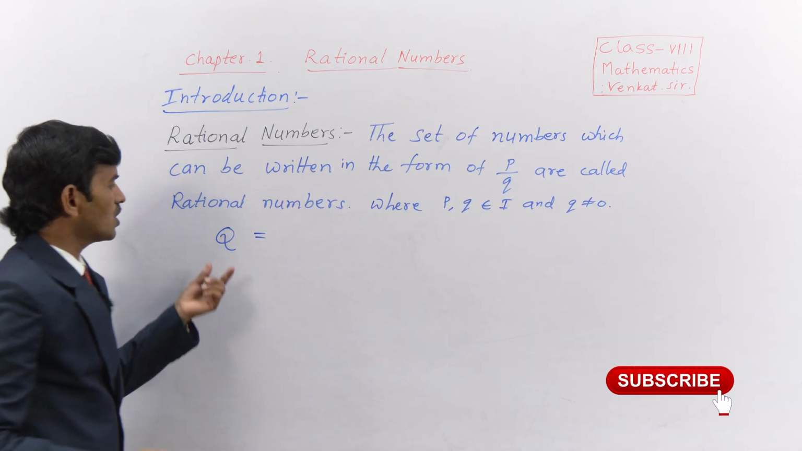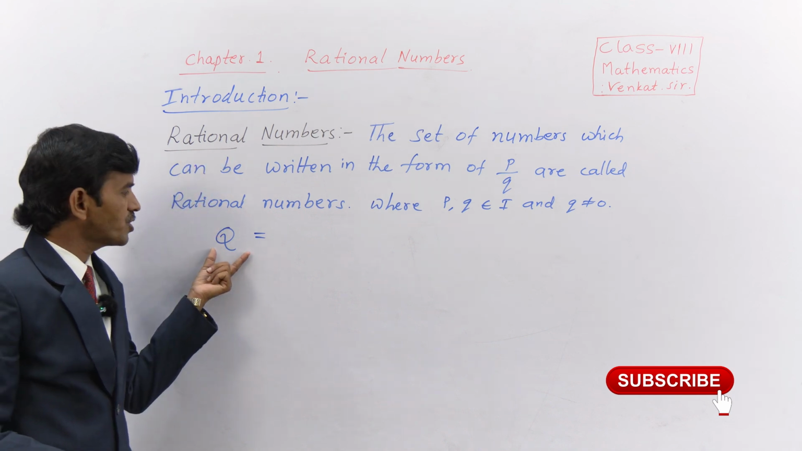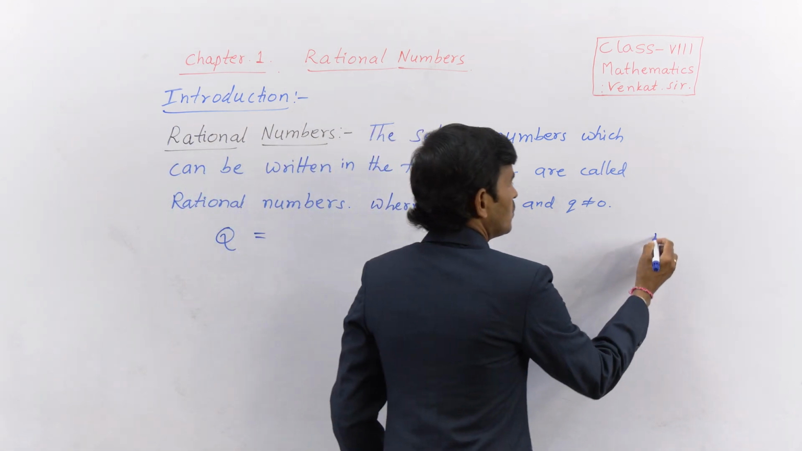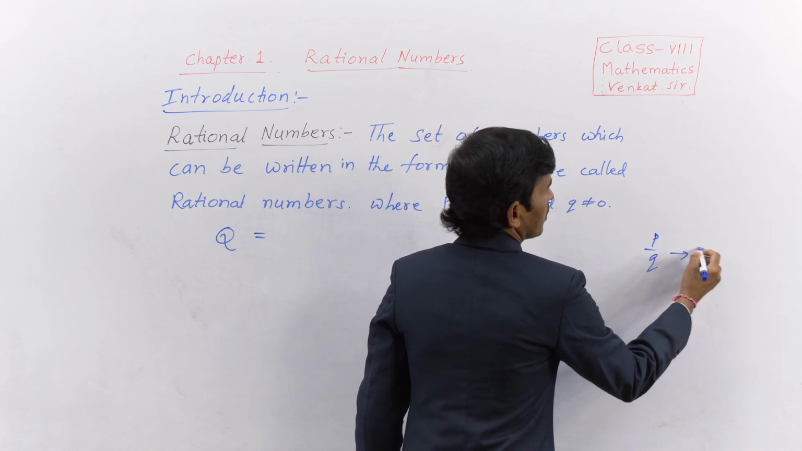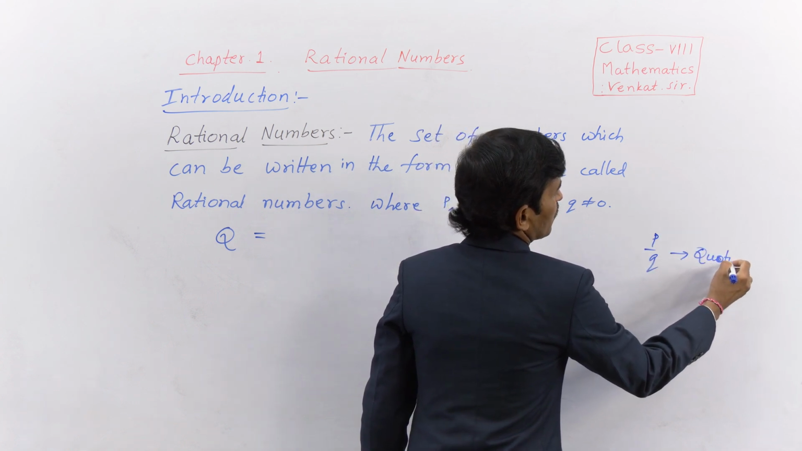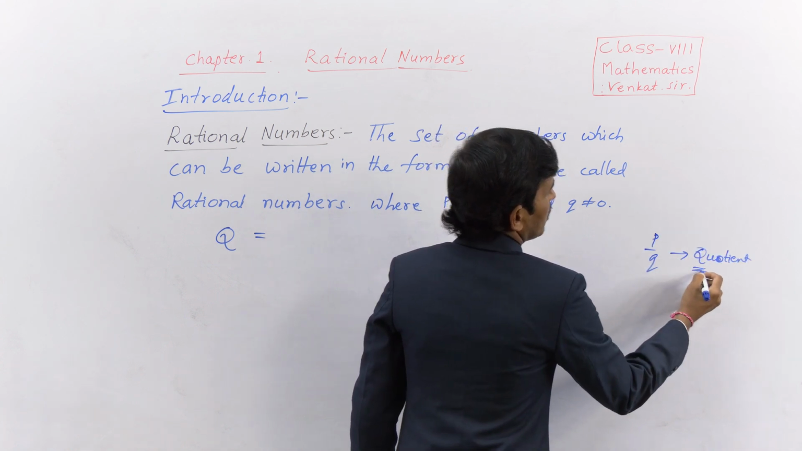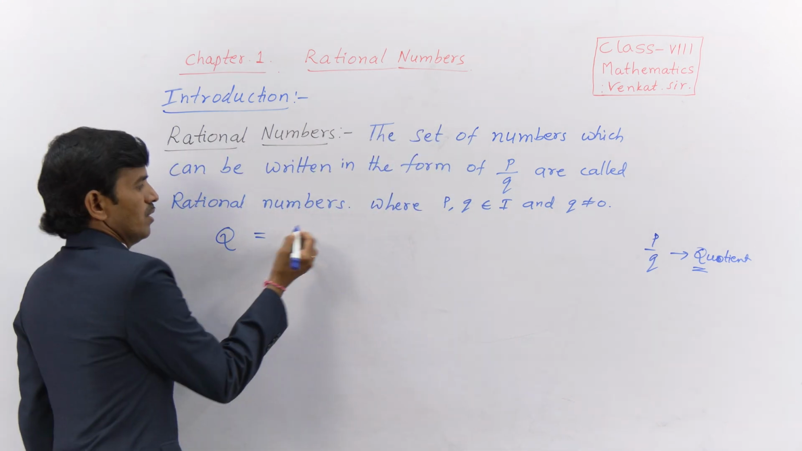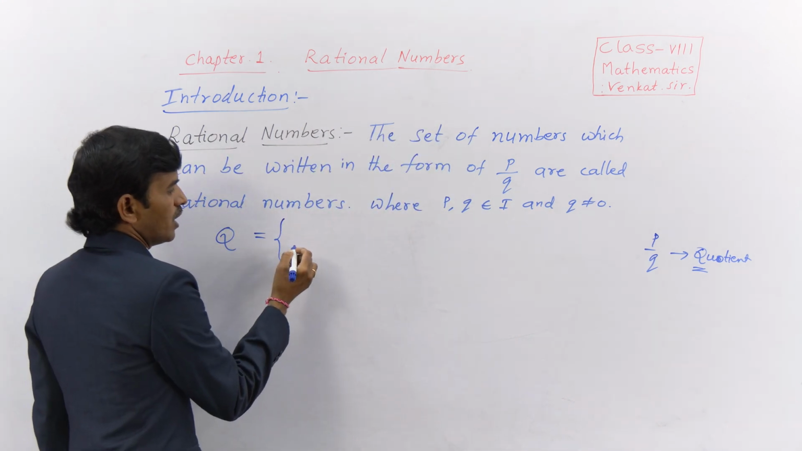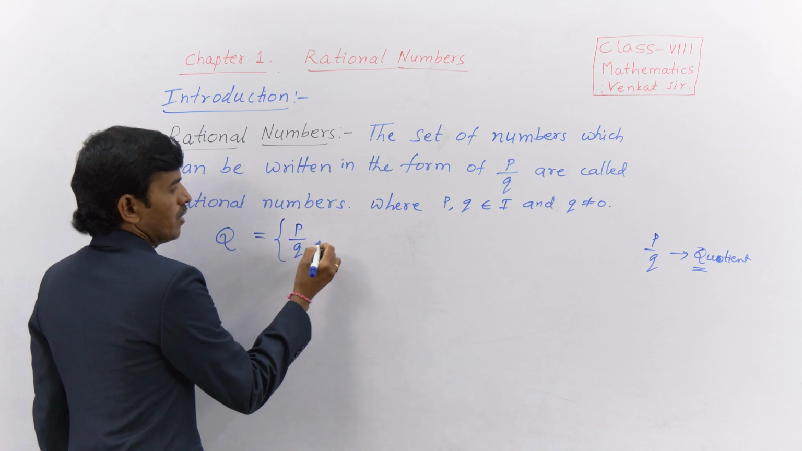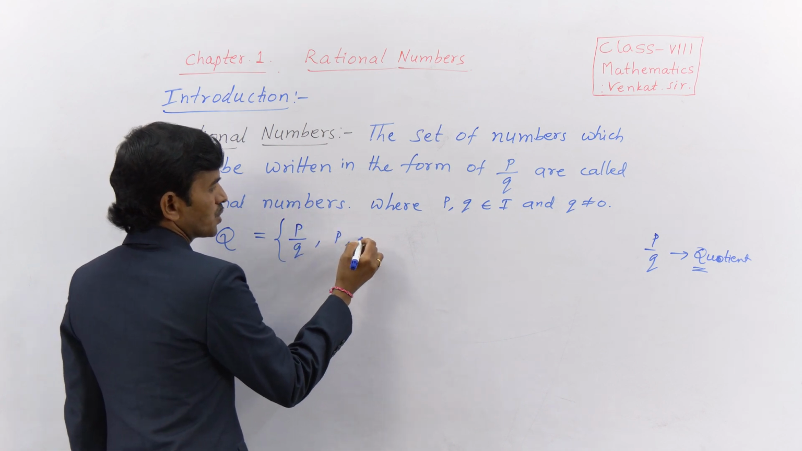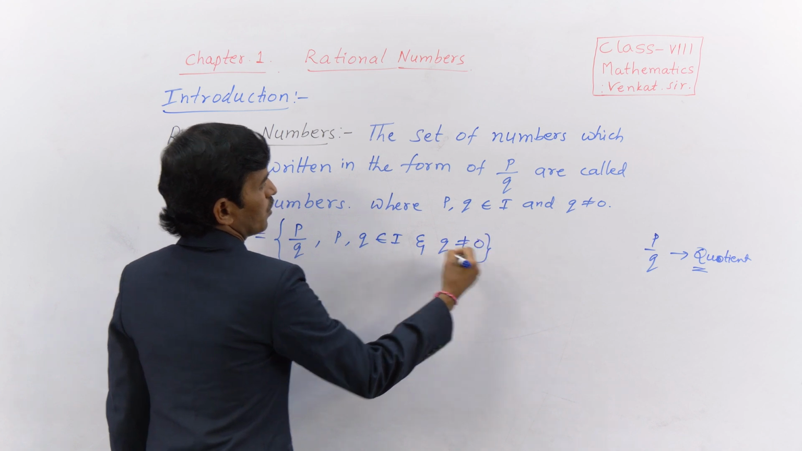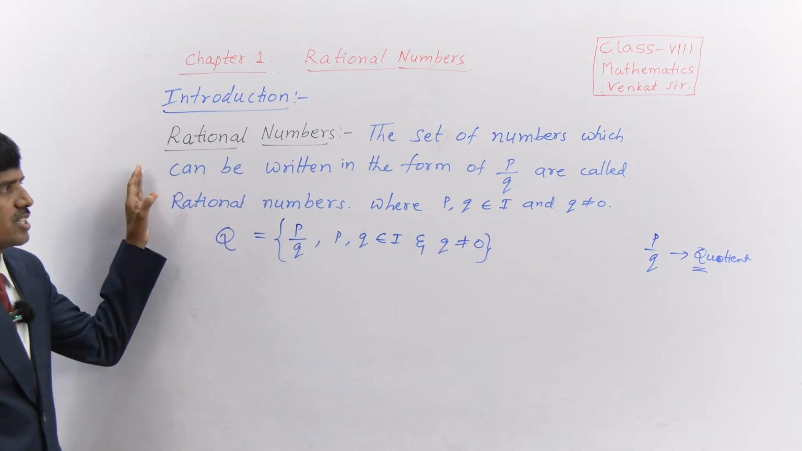The set of rational numbers is generally denoted by Q. Why? Because we can also call these rational numbers quotient numbers. Every p by q form of a number gives a certain quotient. So what is the starting letter of quotient? Q. That's why rational numbers are denoted by the letter Q. So what is the general form here? p by q, where p, q belong to integers and q not equal to 0. Right? This is the definition of rational numbers.